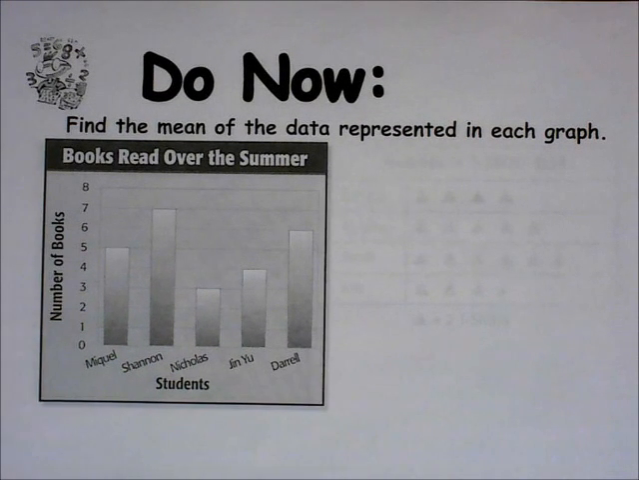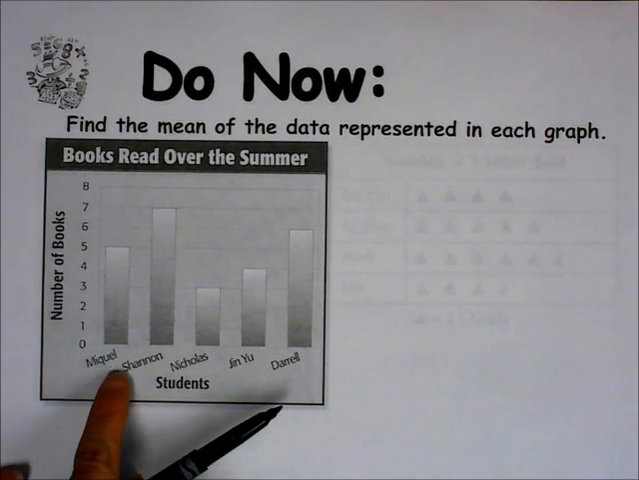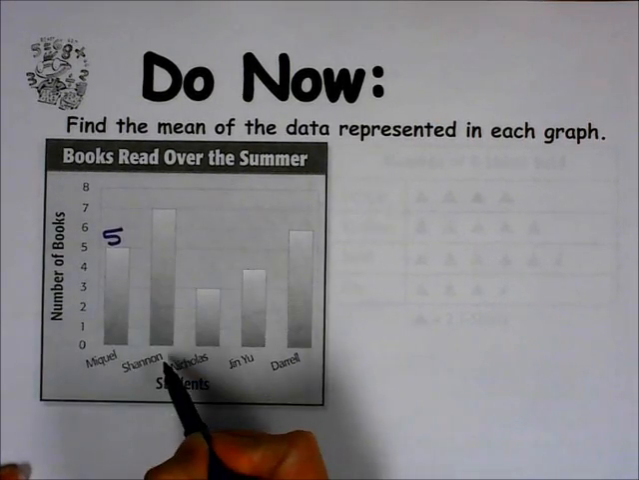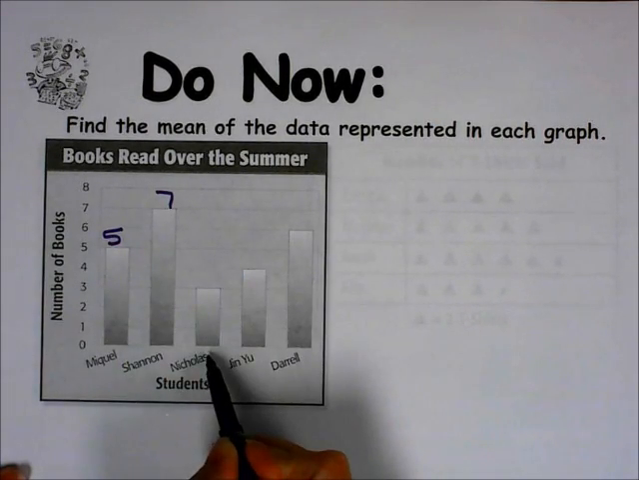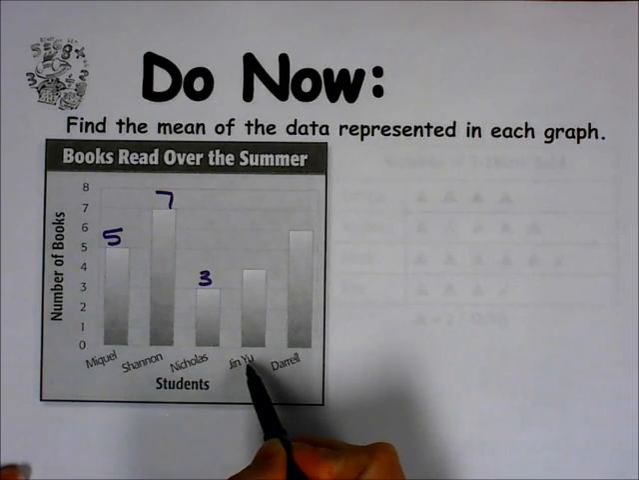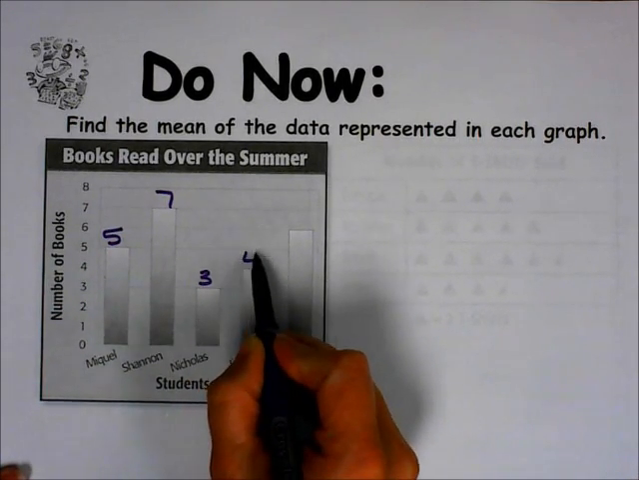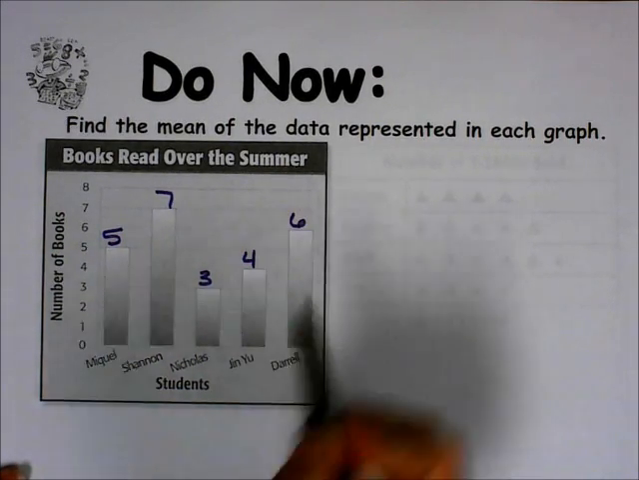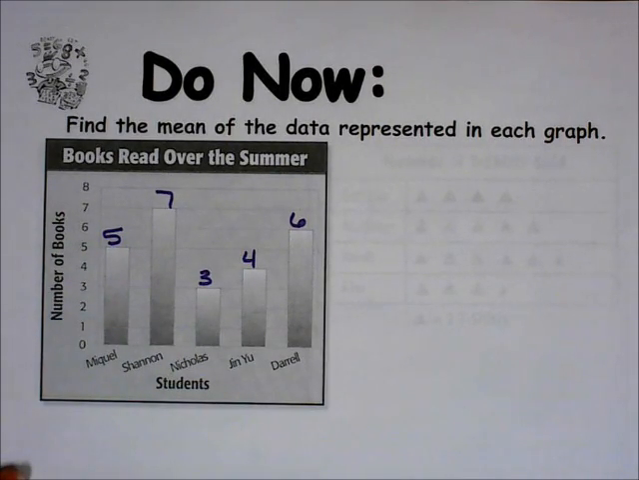Okay, let's check your work for the first graph. The first thing we needed to do is figure out how many books each student read. Miguel read 5, Shannon read 7, Nicholas read 3, Jin Yu read 4, and Daryl read 6. Now I had to find the mean or the average for the data.